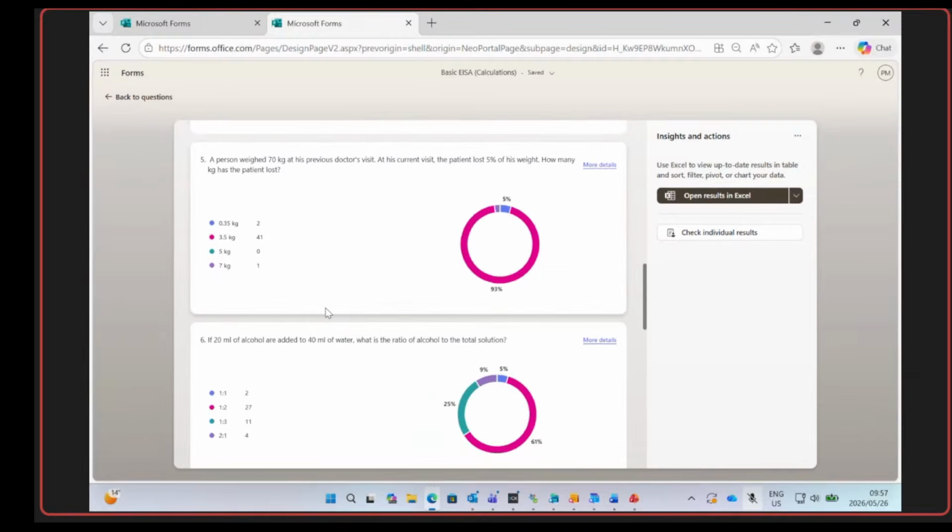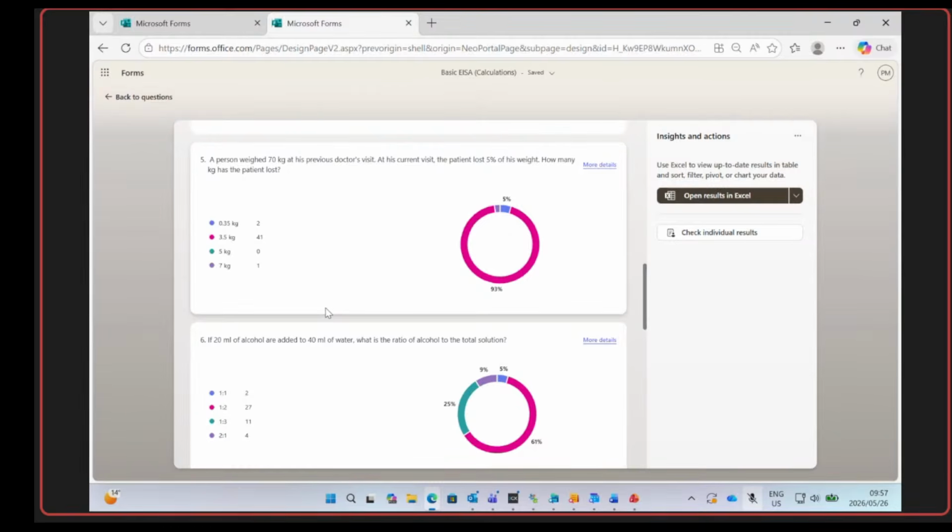A person weighed 70 kilograms at his previous doctor's visit. At his current visit, the patient lost 5% of his weight. How many kilograms has this patient lost? So you need to read the question thoroughly. What are they asking you? They are asking you how many kilograms has he lost. So you need to be able to calculate what is 5% of 70 kilograms.